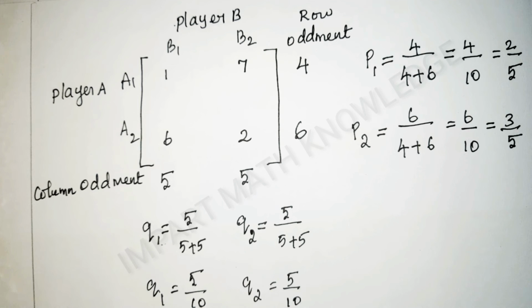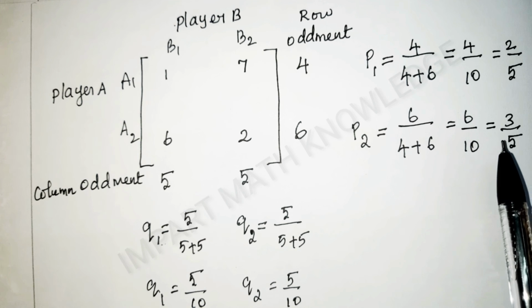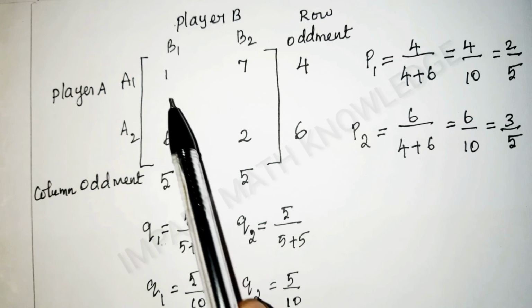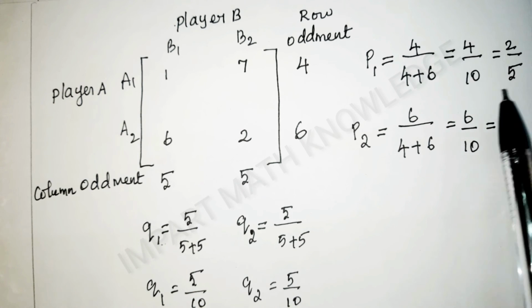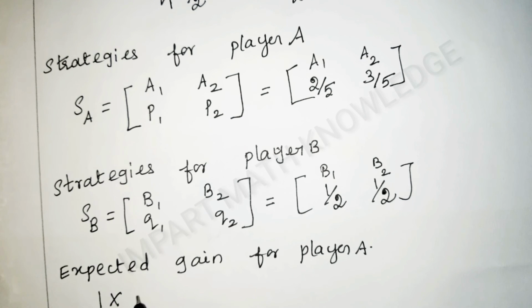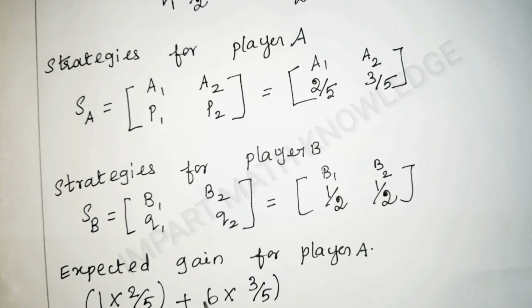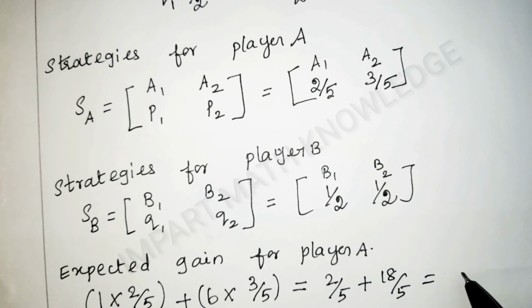Expected gain for player A. Take the first column and multiply and add with the corresponding probabilities. That is 1 into 2 by 5 plus 6 into 3 by 5. This is equal to 2 by 5 plus 18 by 5. So 20 by 5, that is 4.